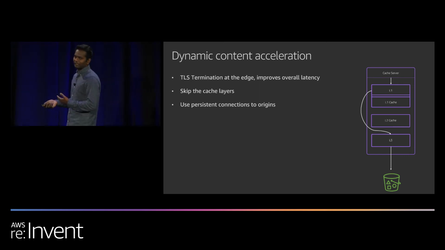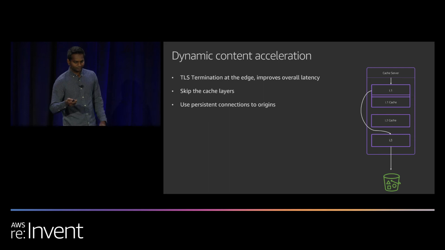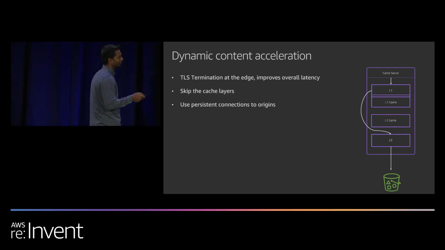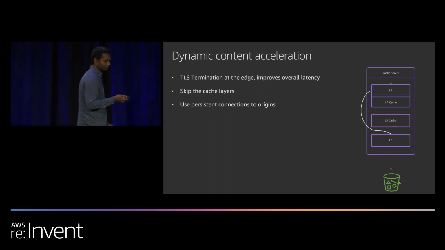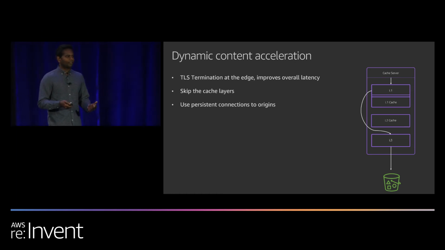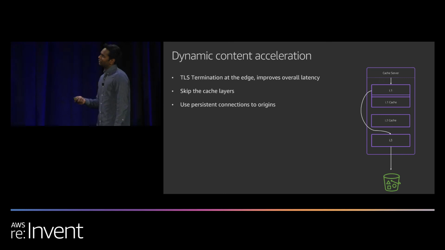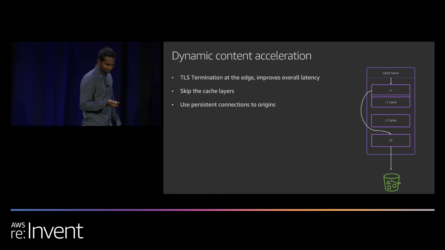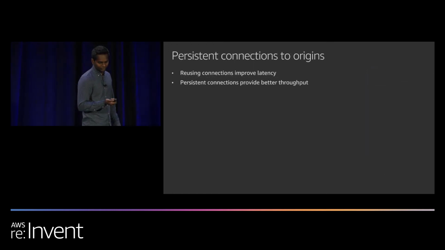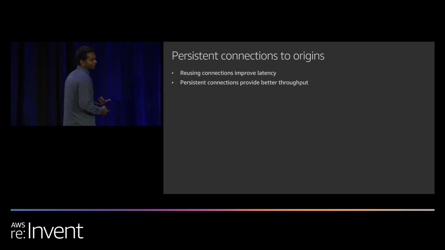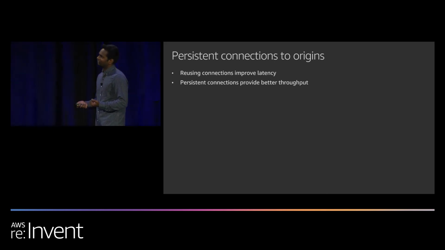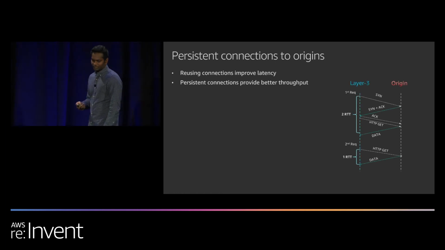And if it ends up being a dynamic request, we skip all the cache layers, and then we directly go to the L3 layer. So you might wonder, why do we have to go through the L3 layer? Why can't I go to the origin directly from L1? That's because the L3 layer provides two important functionalities which are really crucial for getting better performance. And those two are reducing the latency and improving your throughput. So why does this persistent connection give you these performance benefits?